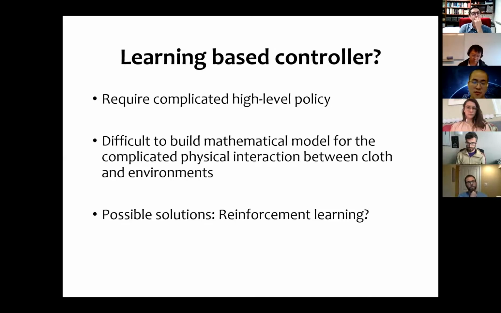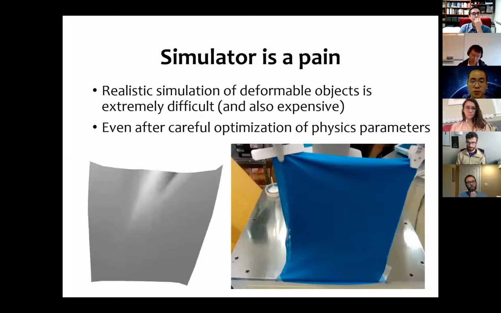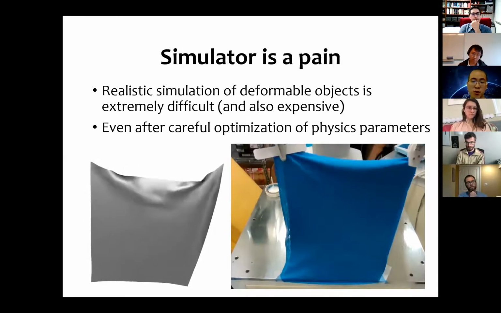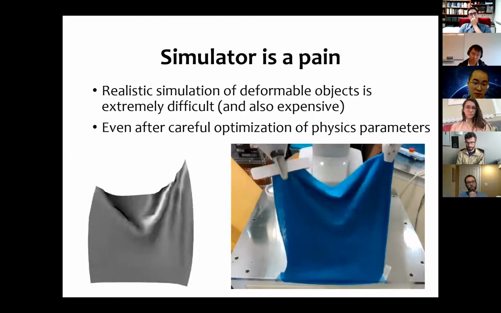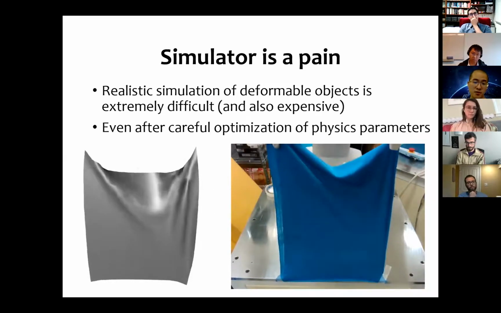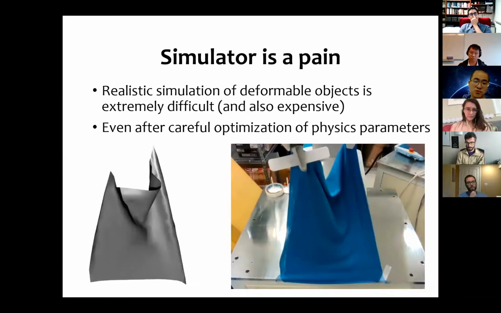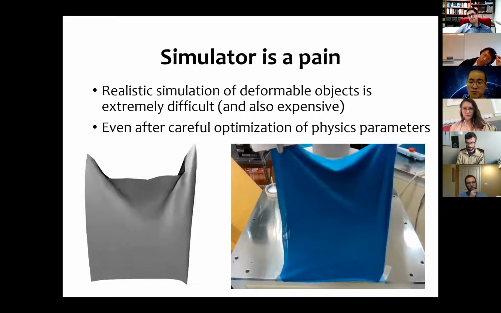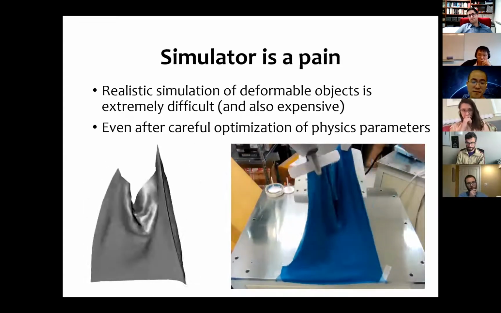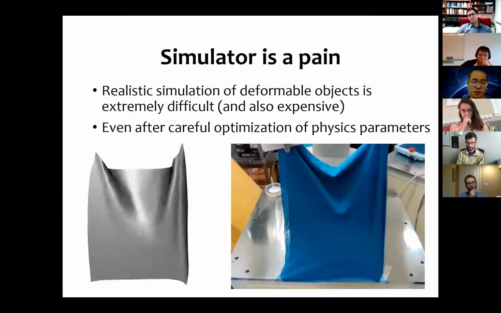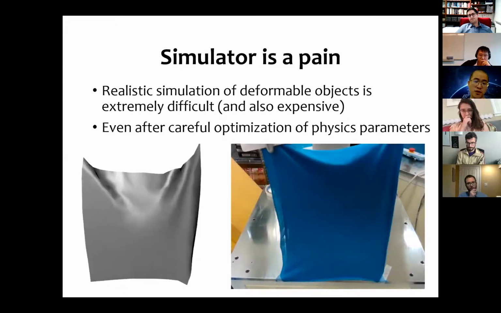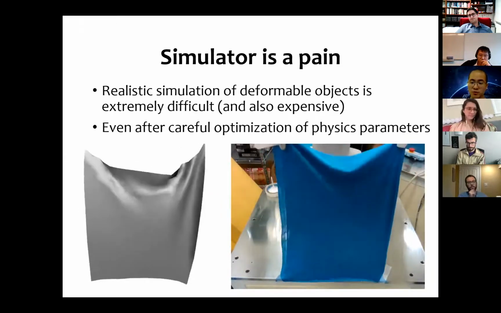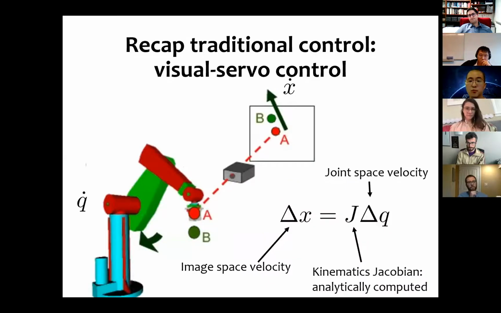In the beginning, we tried to use advanced learning techniques like reinforcement learning or deep learning to do that. But eventually we found that it's difficult because simulation is difficult for deformable objects. Even after very careful optimization of the physical parameters, as you can see, the left video and the right video seem to be very similar, but the simulator still cannot give very good performance for our controller.